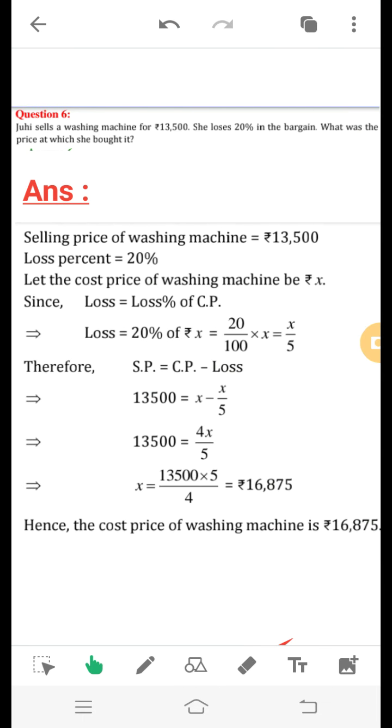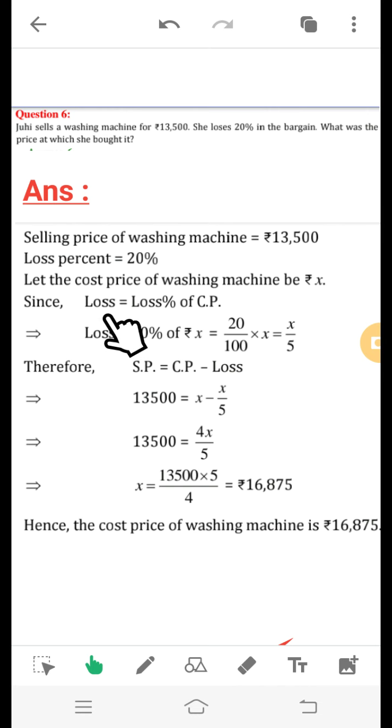Now question 6 from exercise 8.3. Juhi sells a washing machine for rupees 13,500. She loses 20% in the bargain. What was the price at which she bought it? Now here selling price is given, it's rupees 13,500. Loss percentage is given, it's 20%. Here we don't know the cost price. So we just assume the cost price of the washing machine is rupees X.